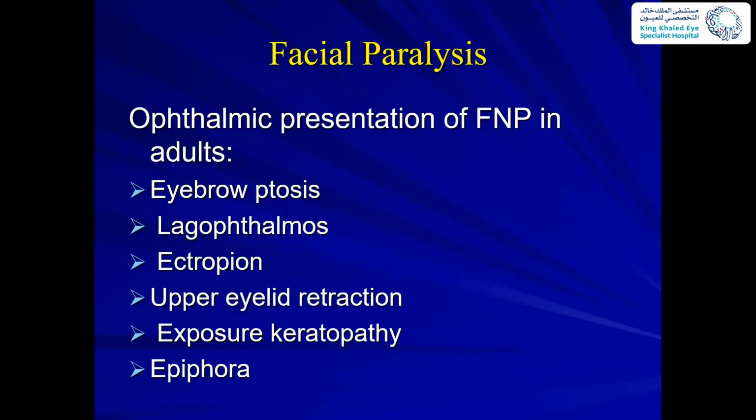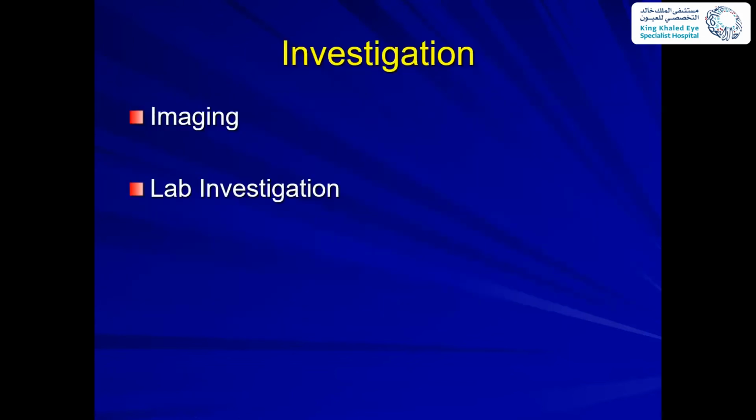What are the ophthalmic presentations of facial nerve palsy in adults? Eyebrow ptosis, lagophthalmos, ectropion, upper eyelid retraction, exposure keratopathy, and epiphora. This patient has facial palsy on the right side, and you can see the ectropion in the lower eyelid, along with the lagophthalmos, as you can see in this eye. The patient has malposition ptosis on the right side compared to the left side. However, he has bilateral brow ptosis because of senile changes.